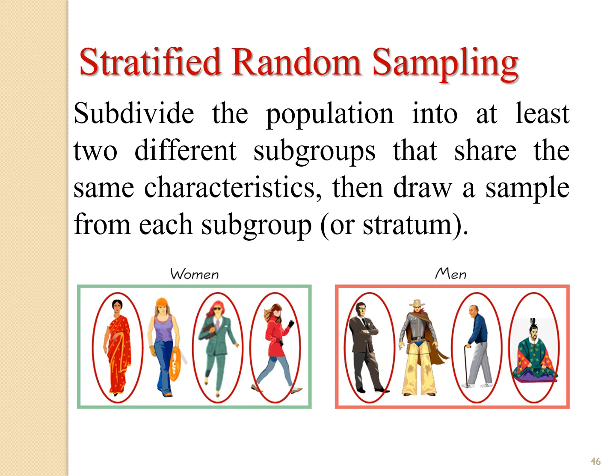Next, stratified random sampling. Subdivide the population into at least two different subgroups that share the same characteristic, then draw a sample from each subgroup. Each subgroup we call a stratum. There may be 3, 4, 5, 6 or whatever, but at least two. Then we select the sample from each stratum. For example, here we divided the population into a women group and a men group, then selected a sample from each. This type we call stratified random sampling.